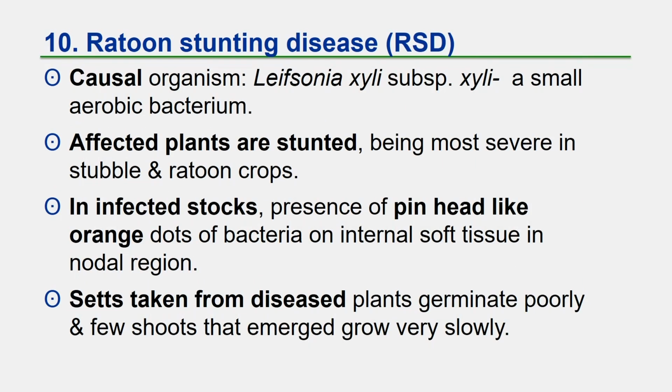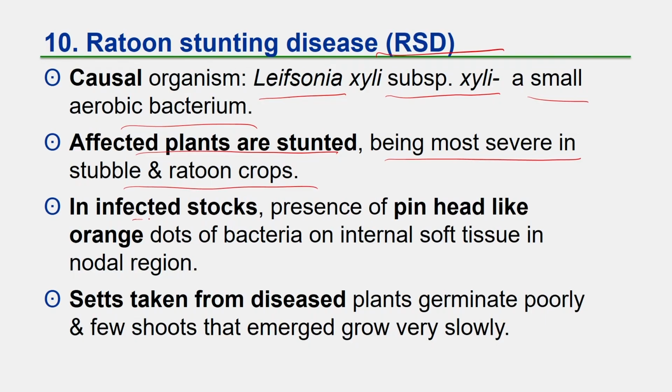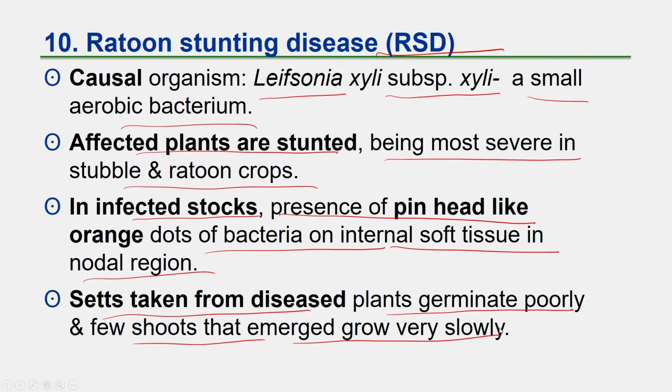Next is ratoon stunting disease, RSD. Causal organism is Leifsonia xyli subspecies xyli, a small aerobic bacterium. Affected plants are stunted, being most severe in stubble and ratoon crops. In infected stalks, there are pinhead-like orange dots of bacteria on internal soft tissue in the nodal region. Seeds taken from diseased plants germinate poorly and few shoots that emerge grow very slowly.